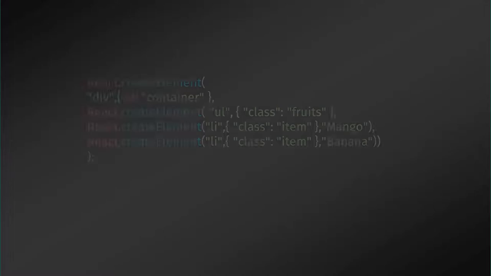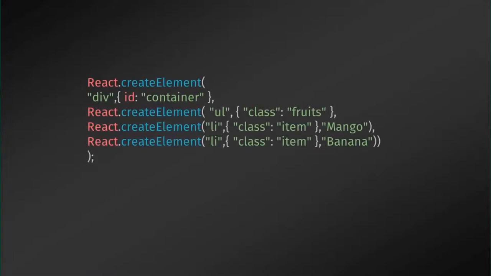So if you are using the createElement method to create this simple fruit list, then the code should look like this. So here you have your division tag, and in this container tag, you have your UL tag and two nested li tags, right? If you read this code and try to picture the output in your mind, it is hard to be sure the result would be correct, because this code is very complicated to read and understand. So let's see how to create a nested element using JSX.